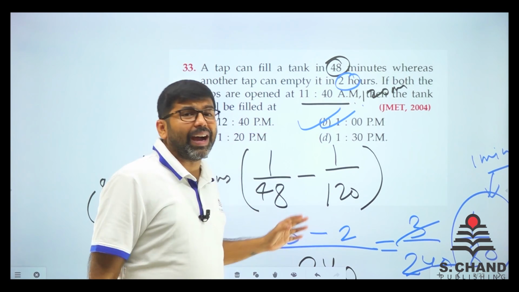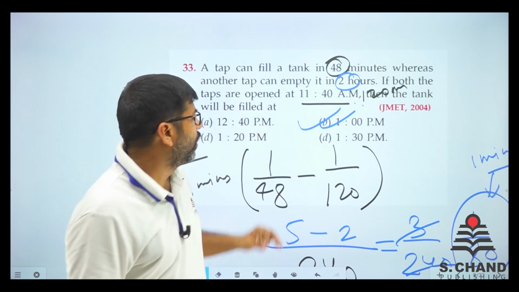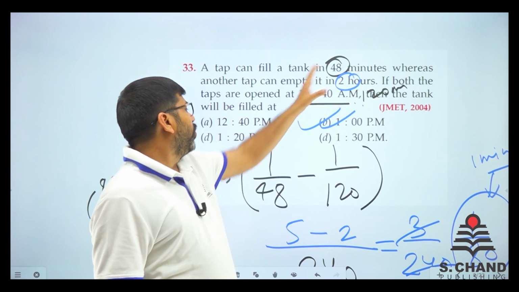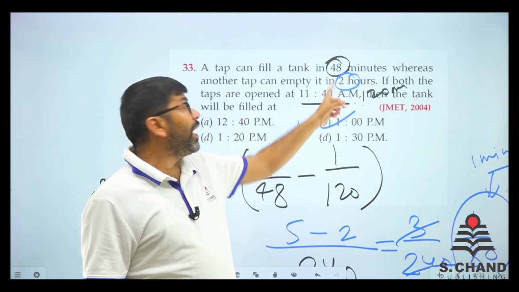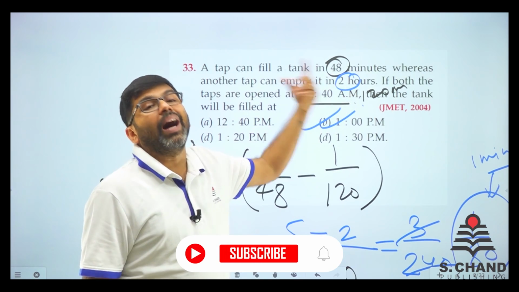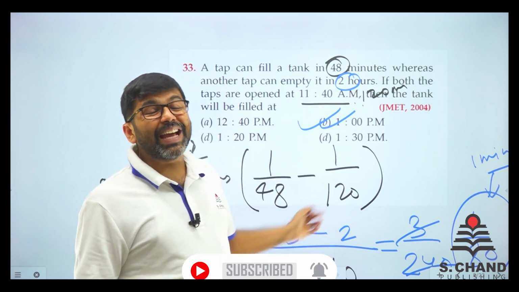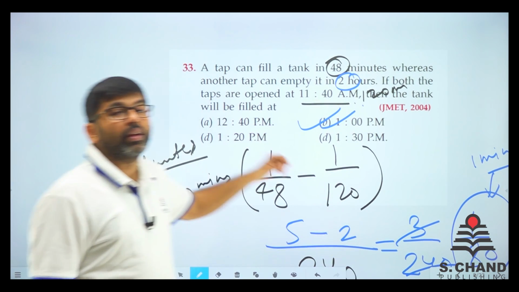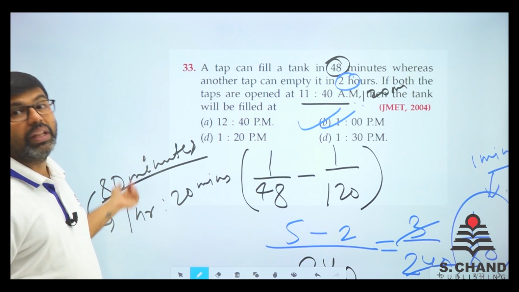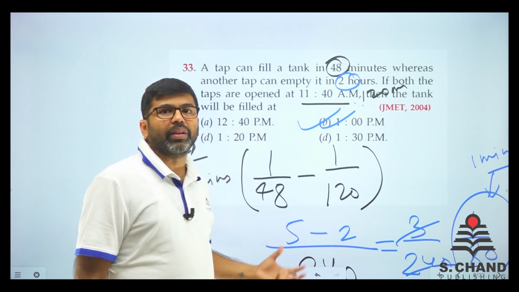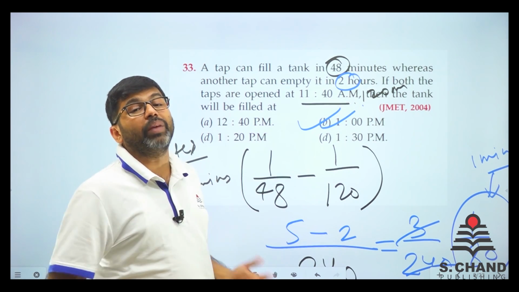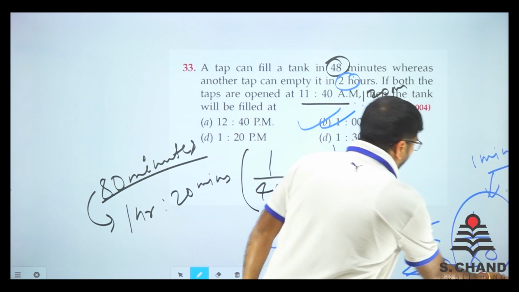So I think I did it very easily for you. I just did one thing: 1 by 48 minus 1 by 120. And why 120? Because 2 hours is in hours and we needed the minutes part. We just calculated the tank to be filled in 1 minute, so it will be done in 80 minutes. 80 minutes means 1 hour and 20 minutes, because 60 minutes makes 1 hour. So let's move on to the next question.